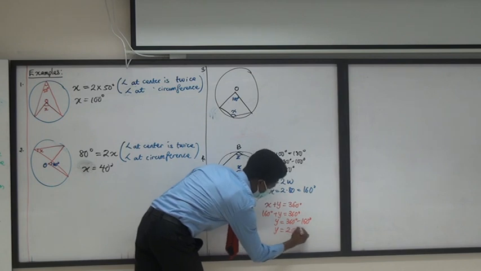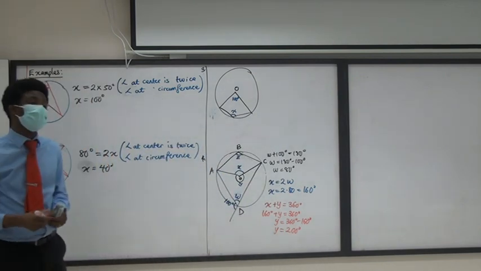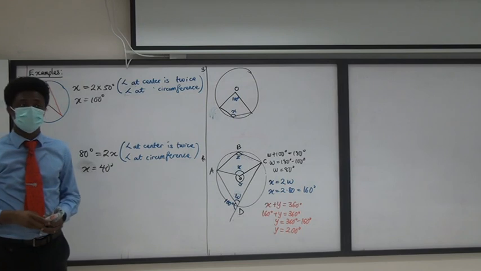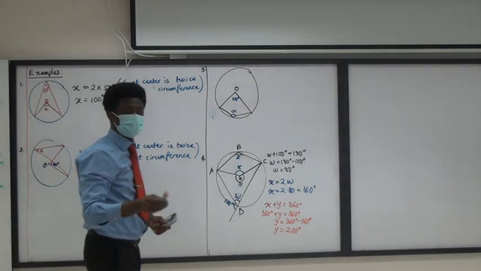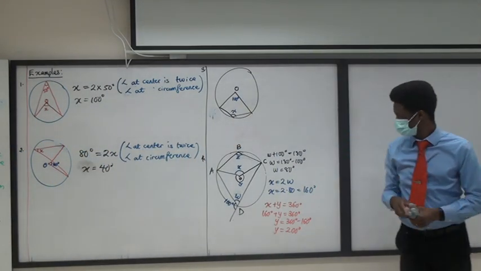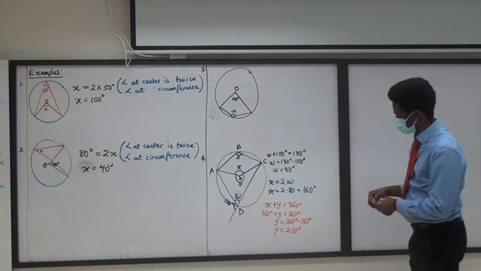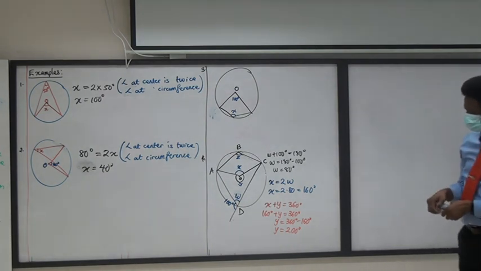Equal to? Now I have z. How do I get my z? Raise your hand, anyone. Not you again, Lasan. Netanya. 200 equals 2z. What is that?